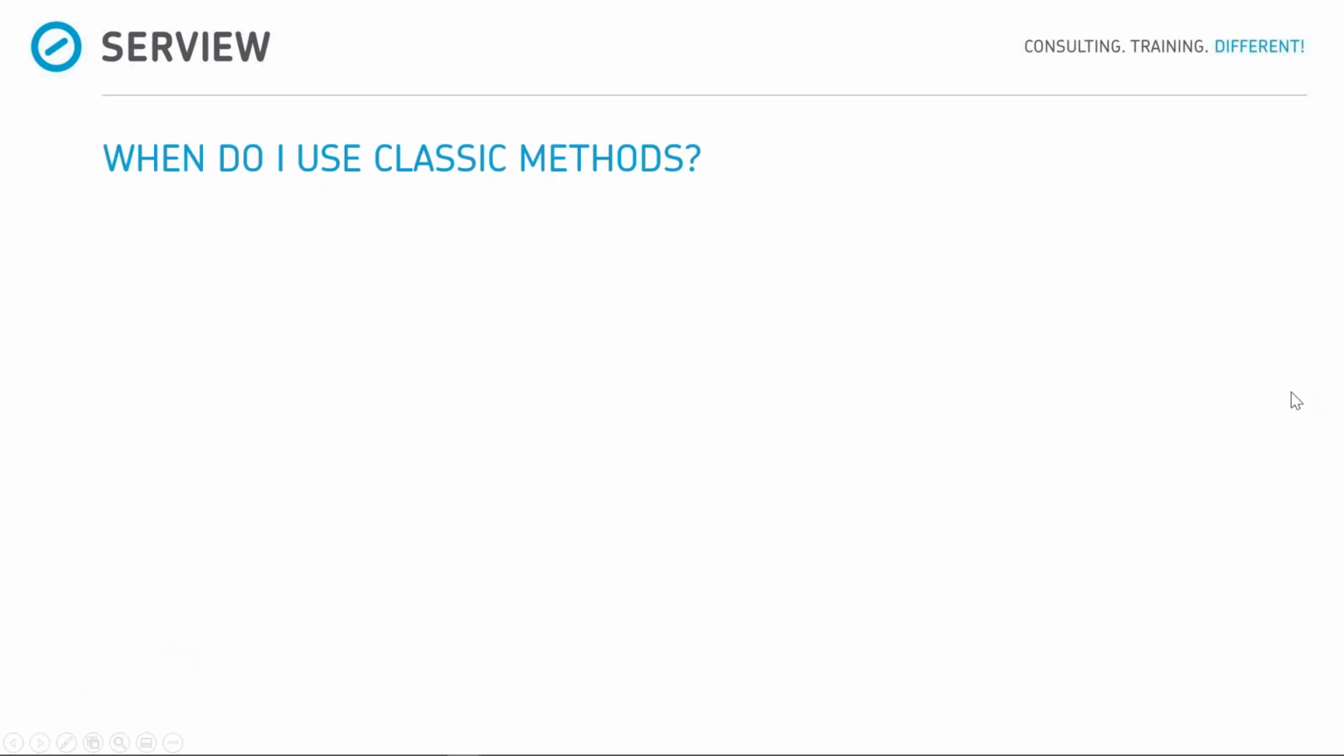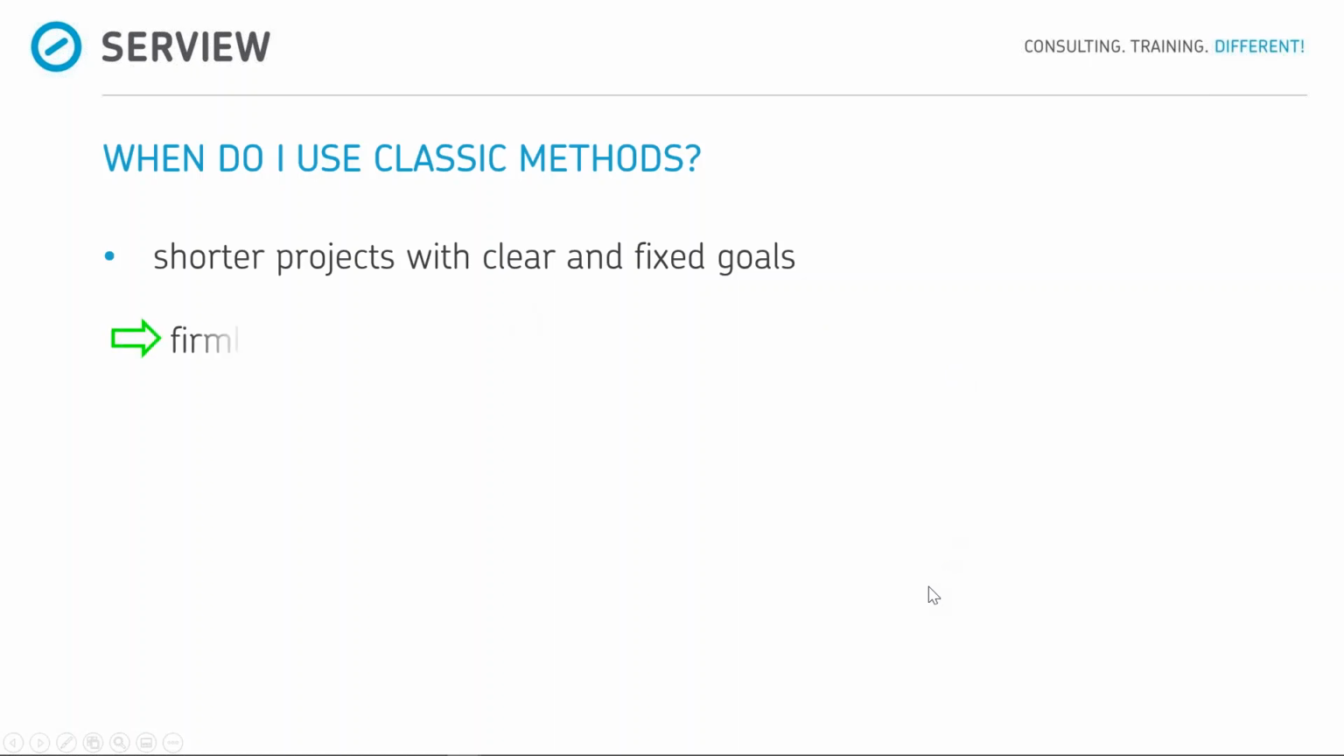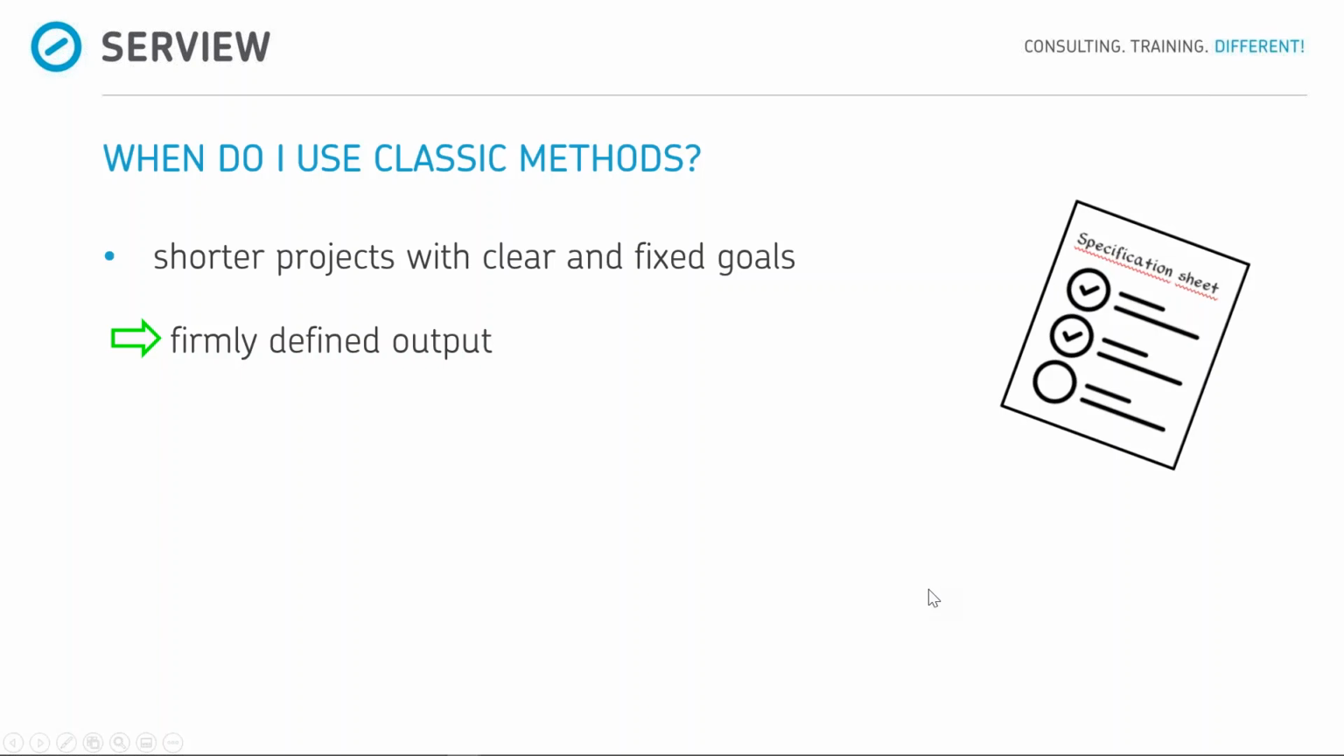Well, a classic method, something where you say, I know what I want, usually means it is a shorter project. I have very clear and fixed goals. Now, obviously, short-term projects relies heavily on what is short to you. It's very subjective, so let's just leave it at that and talk instead about the clear and fixed goals. So you know what you need, you have a defined output. There is a specification sheet, like a spec, and then you can go and do it. You know what you want, you just need to do it.